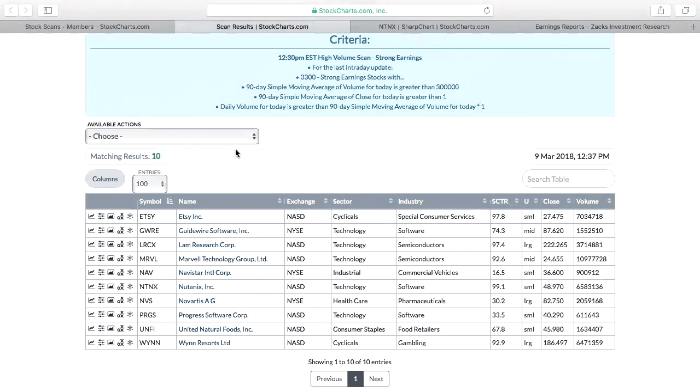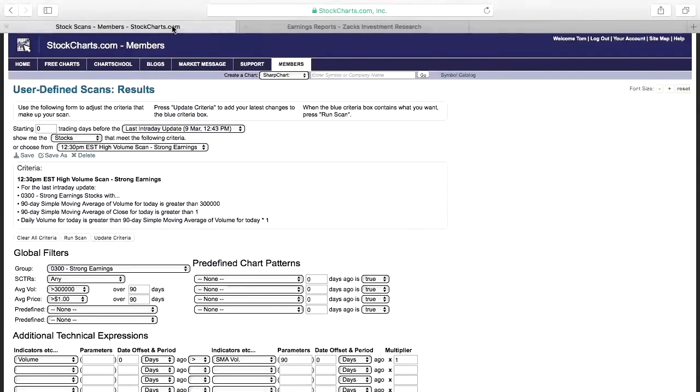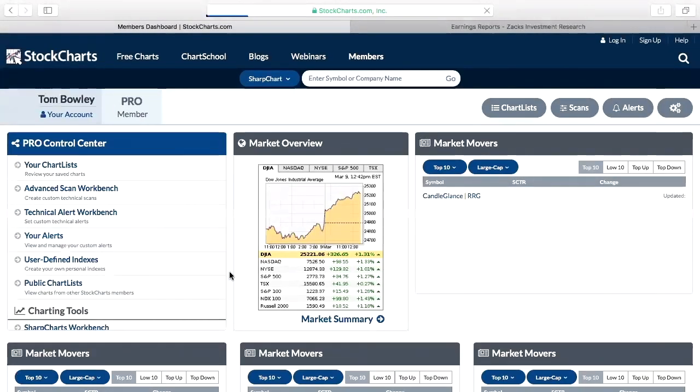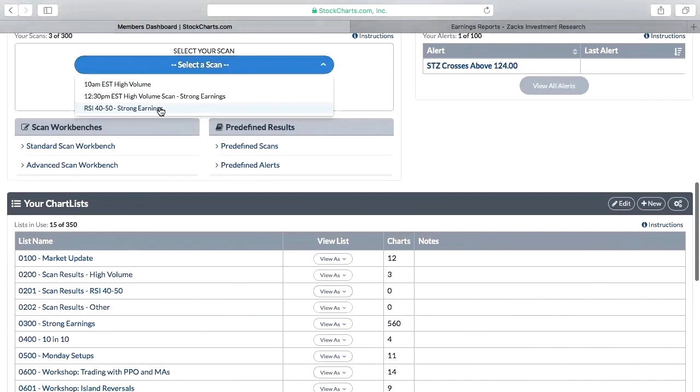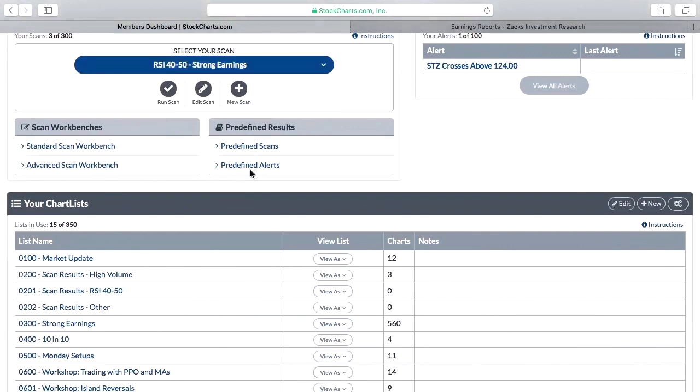But that's one scan. Now let's get rid of this scan here, and let's go back over here and go to the home page. And let's take a look at that other scan that I had here, and that is RSI 40 to 50 strong earnings. Now, if you go through these charts enough, and I would certainly suggest that you do a lot of research and try to gain that experience of looking back at these earnings reports and seeing how these stocks trade after earnings. I've spent a lot of time doing just that.